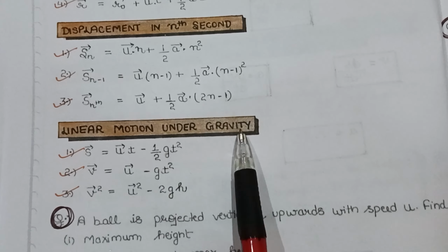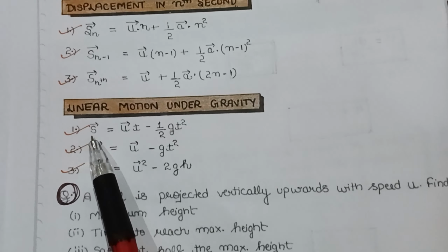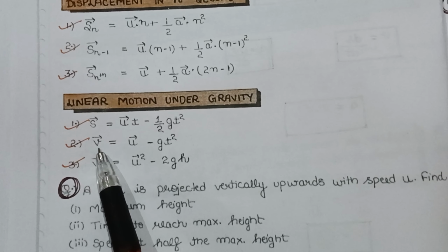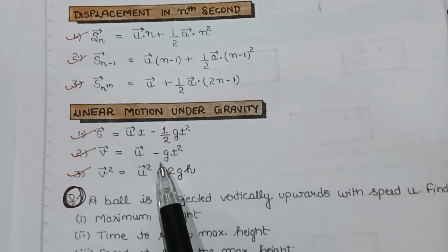Linear motion under gravity. First equation, s vector is equal to u vector times t minus half of g t square. v vector is equal to u vector minus g t.